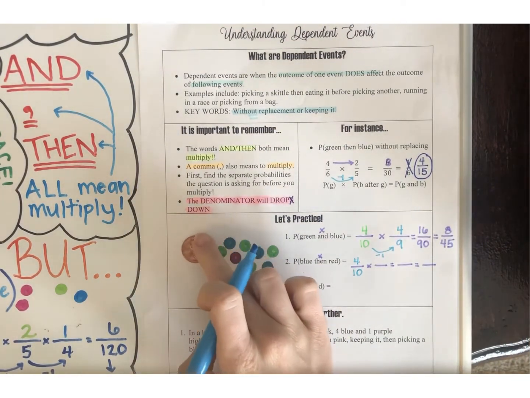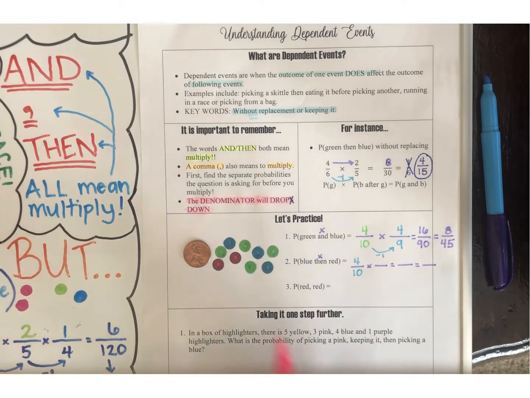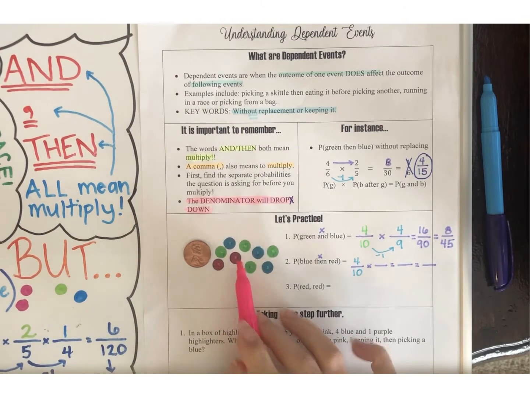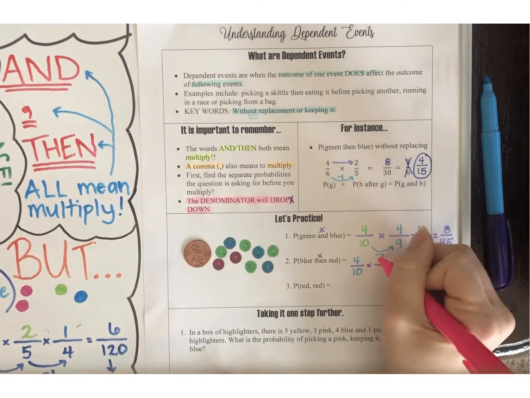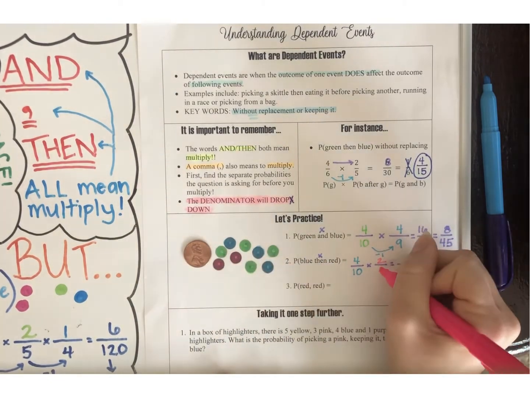Now let's say I've selected one of my blue. Now I need to look at my probability of getting a red. I'm gonna have to draw in pink though because I don't have a red marker. All right, my probability of red is 1, 2 out of a total of 9 marbles left.